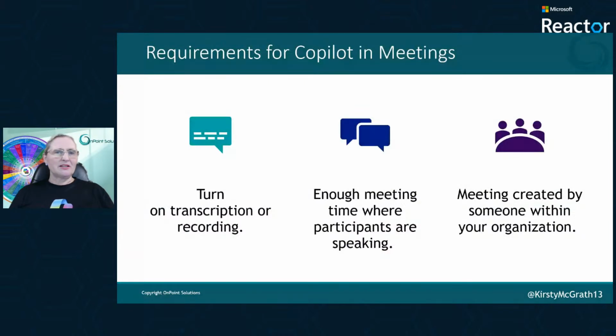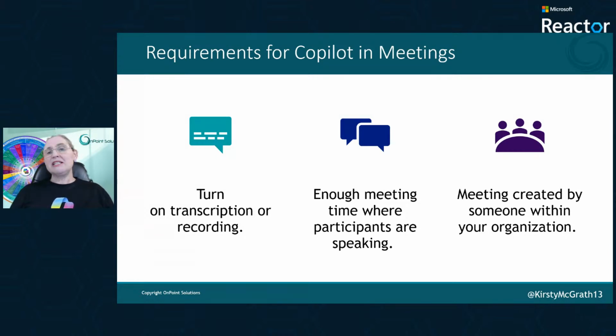Some of the requirements around Copilot in meetings, if we look at meetings to get ourselves started. Number one, you will need to turn on transcription or recording to be able to work with Copilot in your meetings. You do also need enough time where participants are actually speaking. If you come in and say, I need to catch up, or can you give me some information of where we're at, and you've really only just started, you're going to get a message that states, I don't have enough information at this point. So you do need a little bit to get started.